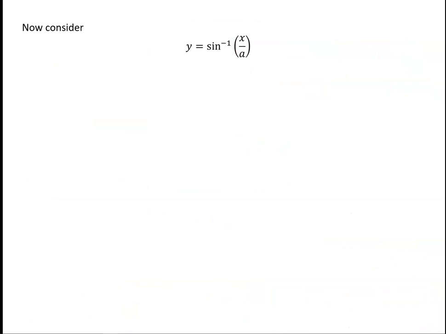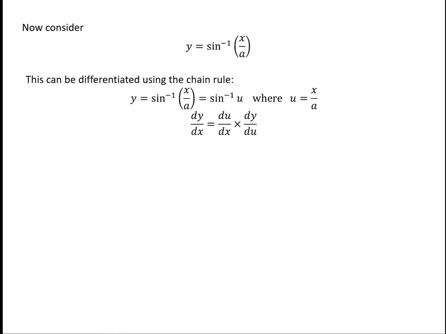Right, so now I want to just consider the derivative of sine to the minus 1 of x over a. Using the chain rule then, we can say that sine to the minus 1 of x over a is sine to the minus 1 of u, where u is x upon a, or in other words 1 over a times by x. So dy by dx is du by dx times by dy by du. Du by dx is just 1 over a. Dy by du is 1 over the root of 1 minus u squared.